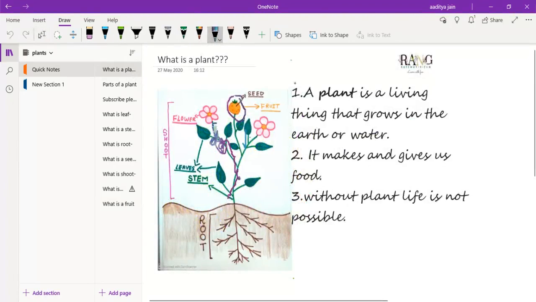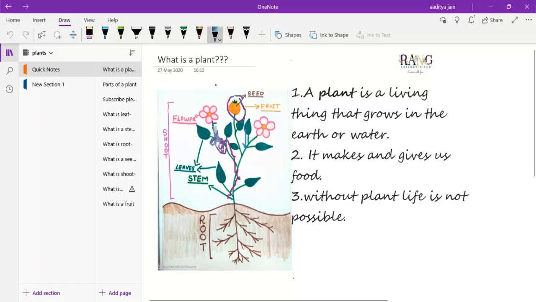Now, what is a plant? It is a living thing that grows in the earth or water. It makes and gives us food. Without plants, life is not possible. What are the different parts? Root, shoot. Shoot consists of leaves, stems, fruits, seeds, and flowers. Flowers, I have said, I guess.